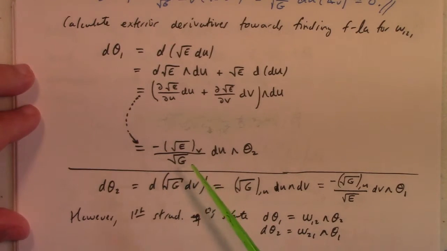And then, of course, this is the derivative of the square root of, sorry, I'm missing something here.